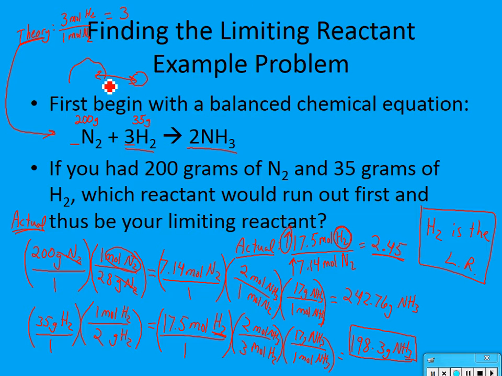It's just going to be left there. It's not going to react because there's nothing for it to react with after all of the hydrogen has reacted. And so our excess reagent would have been nitrogen. Our limiting reactant is hydrogen. So hopefully that makes sense. We showed you both methods there.